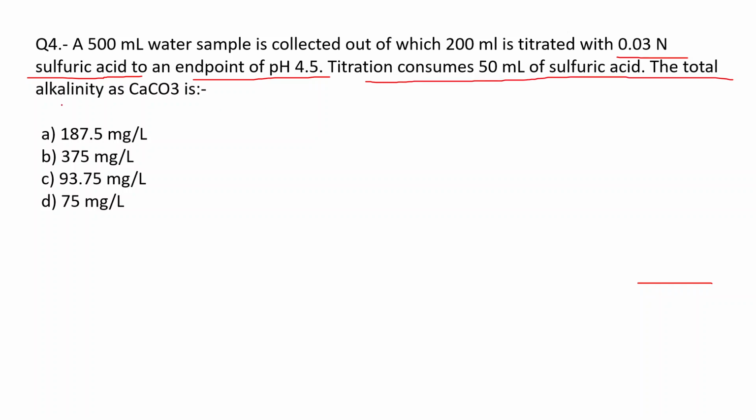The total alkalinity as CaCO3 is, okay, these are the options. Please try to find out the answer of this question. Here the important point is this is H2SO4, so it will give 2 units or 2 moles of hydrogen. Also, we need to convert the alkalinity in terms of CaCO3. So please keep that in mind and solve the question. Equivalent weight will be considered here.